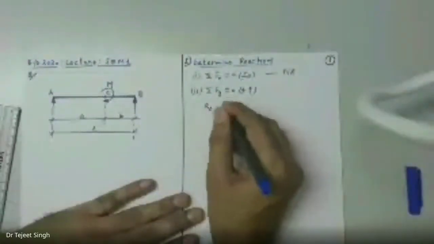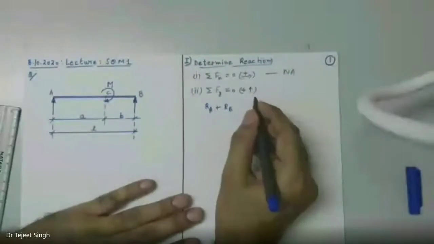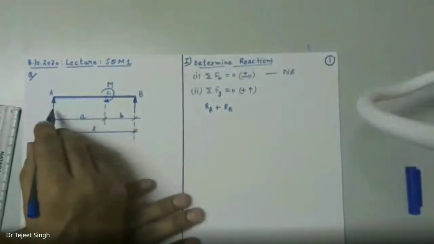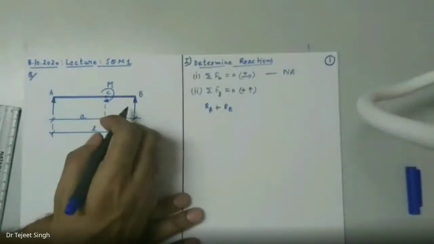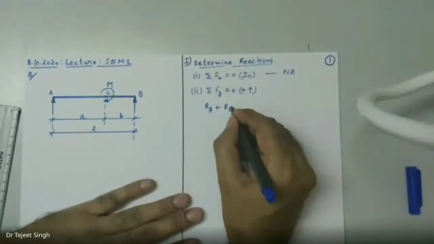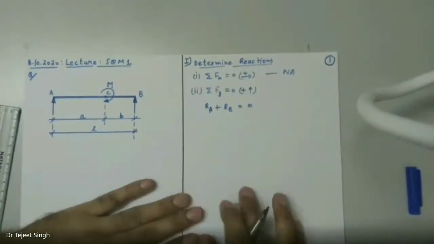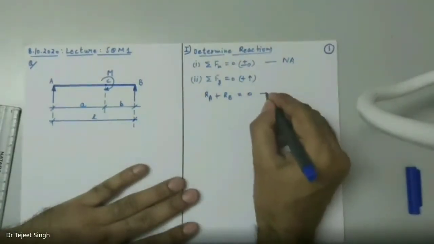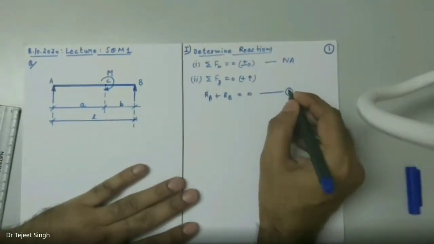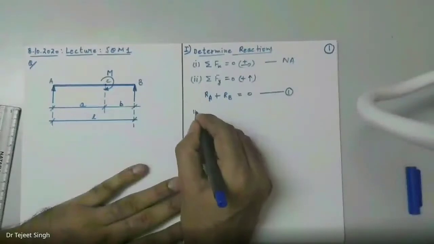The reaction under A, RA, and the reaction under B, RB, both are upward, so they will be positive. There is no other vertical force, so the sum of RA plus RB equals 0. Okay, so I call it 1. Then I write the moment equation.